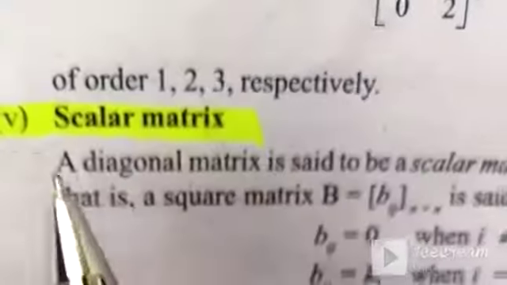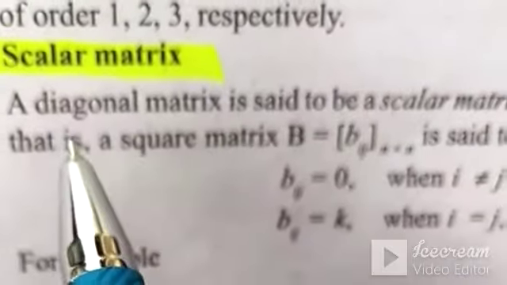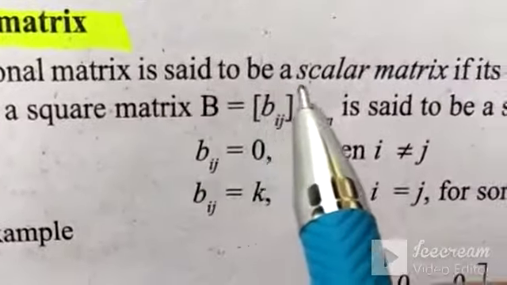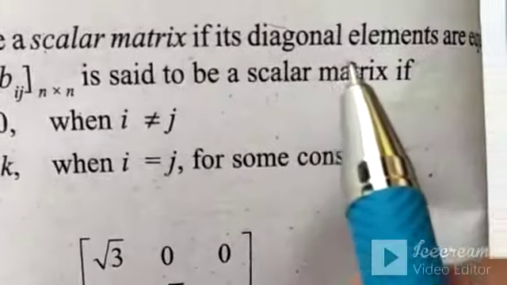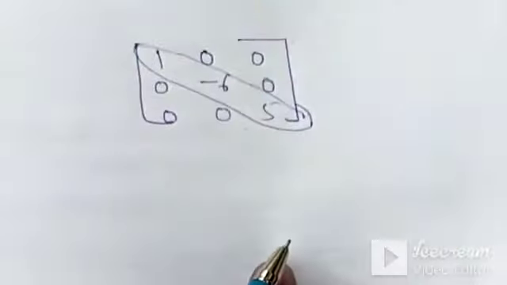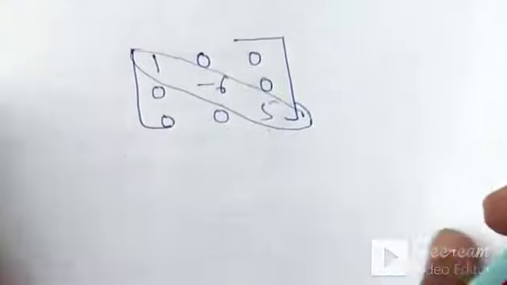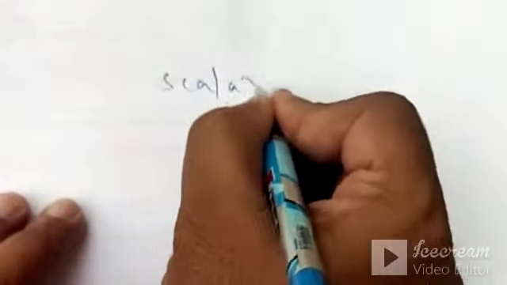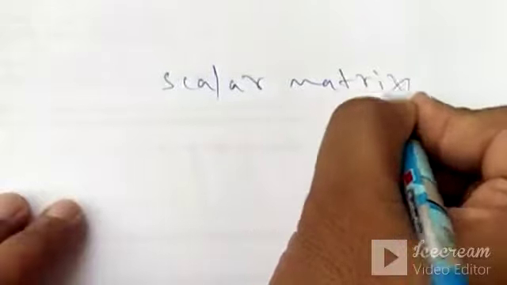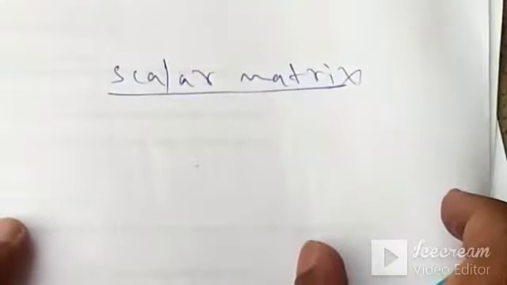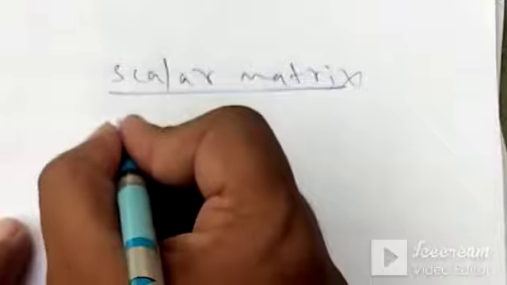So the next one is scalar matrix. The fifth one is scalar matrix. A diagonal matrix is said to be a scalar matrix if its diagonal elements are equal. So remember, this is the diagonal matrix, and the next type is scalar matrix. I will show here what a scalar matrix is. First I will give an example. You can easily understand the scalar matrix.